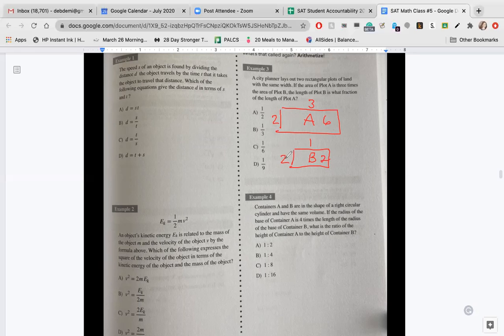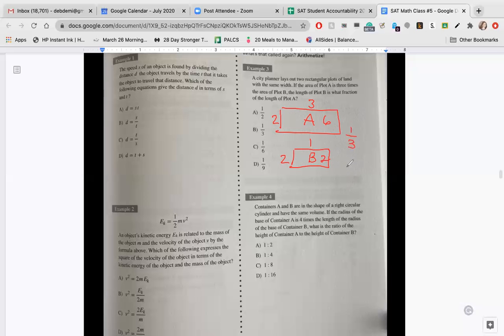So if the widths are the same, this area has to be 3 times as big. So I made this 1 and 3. Do you guys see what I did? I'm not explaining it very well, but this one's going to be 1/3, 1/3.